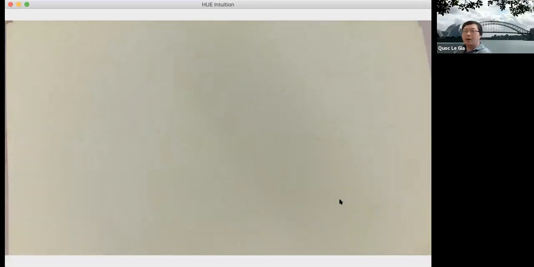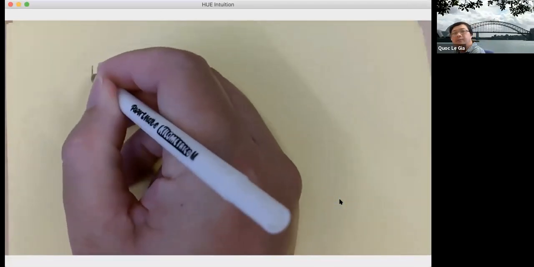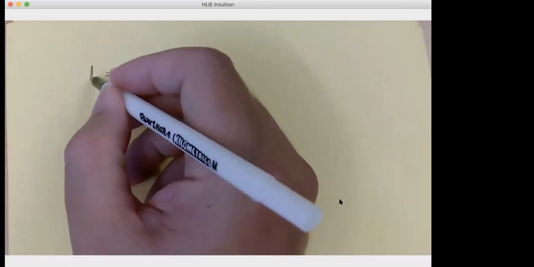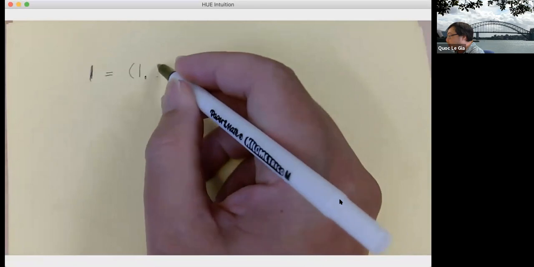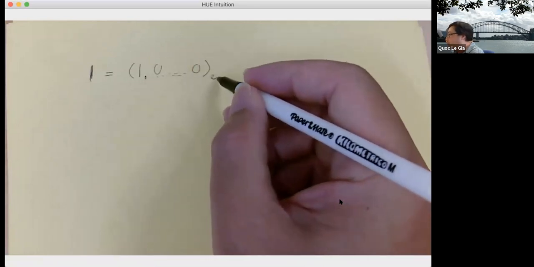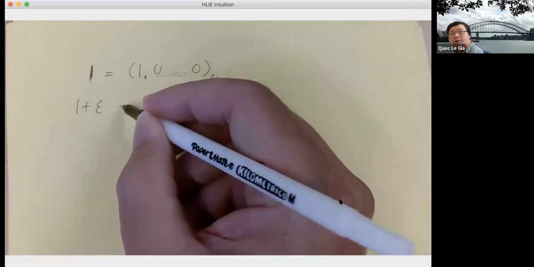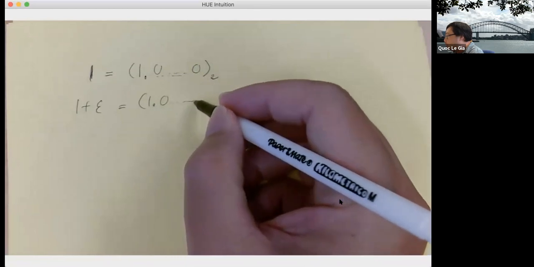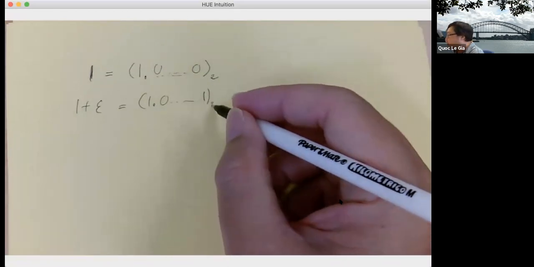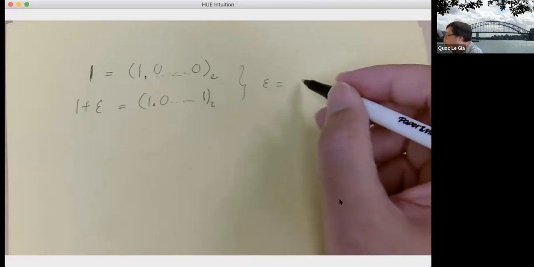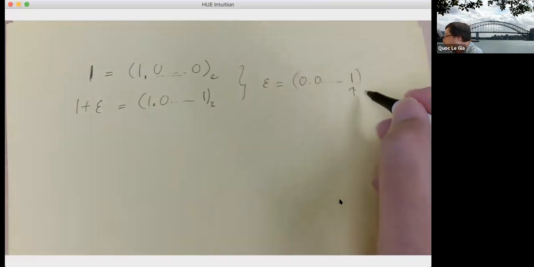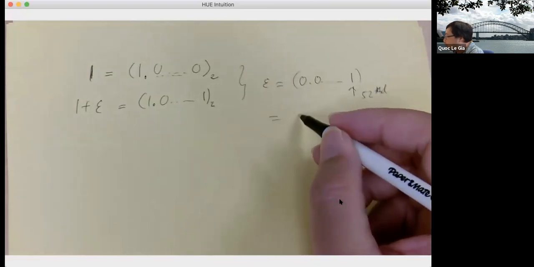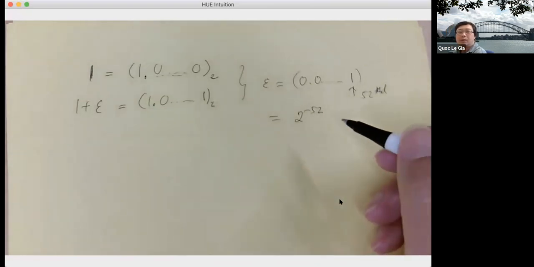If we remember 1, in binary form it's just 1.00, and then 1 plus epsilon is 1.00 where you turn the last digit into 1. Therefore epsilon is equal to 0.0000 with the last one being 1. This is the 52nd digit, and so this equals 2 to the minus 52. So that is 1 and 1 plus epsilon.